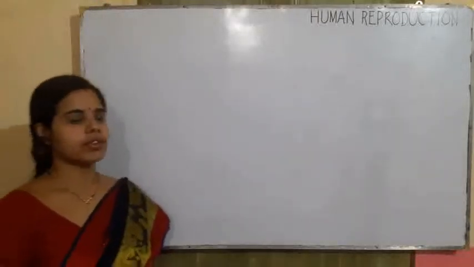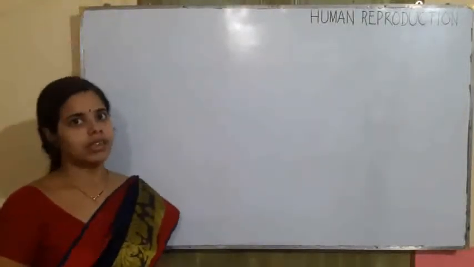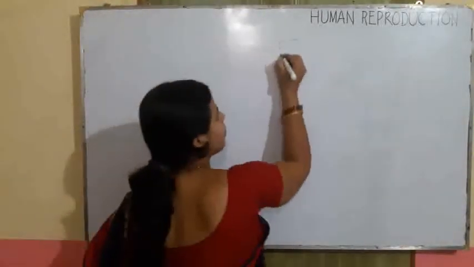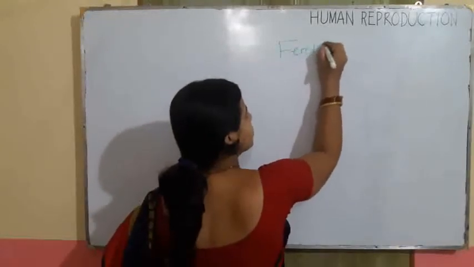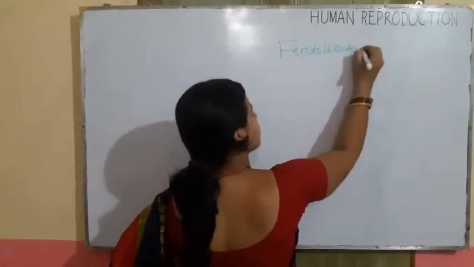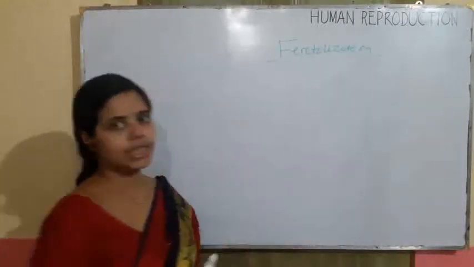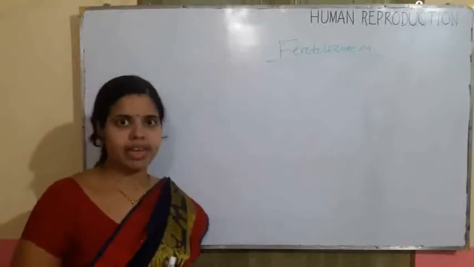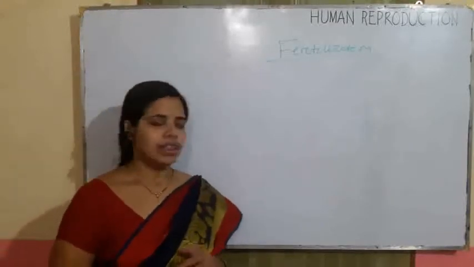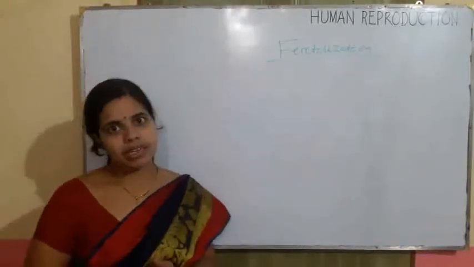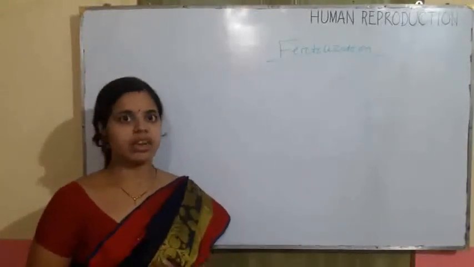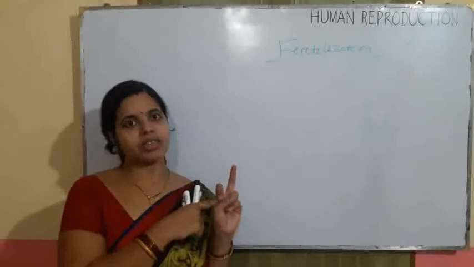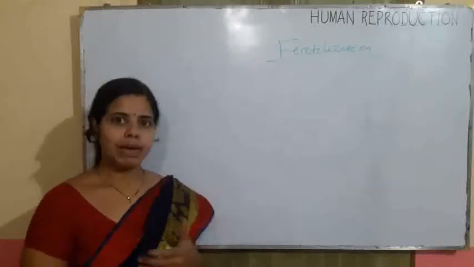In this video, we are going to talk about the next process called fertilization. Fertilization is the process by which the fusion of gametes takes place to form a zygote. We already discussed the two types of gametogenesis: in females it is called oogenesis, and in males it is called spermatogenesis.